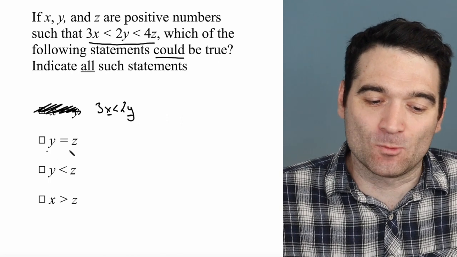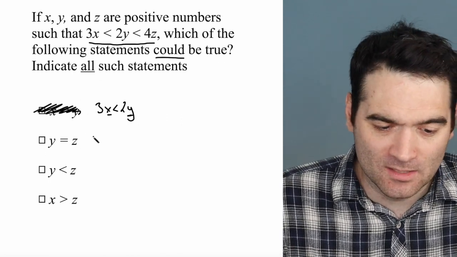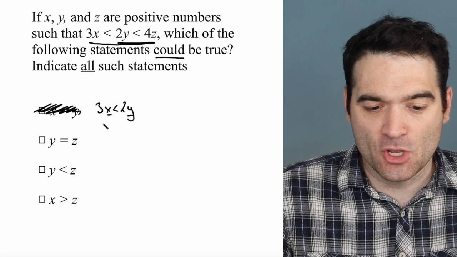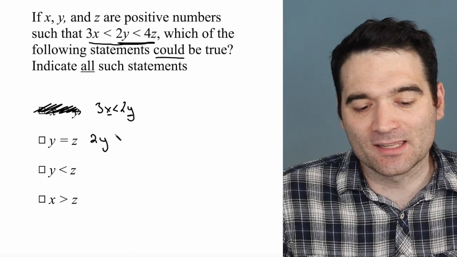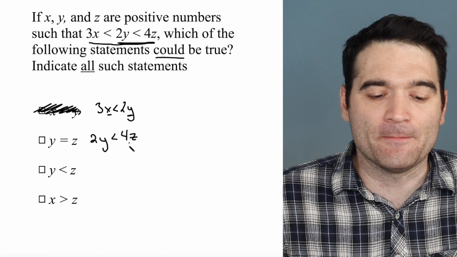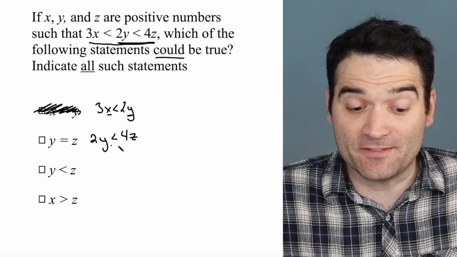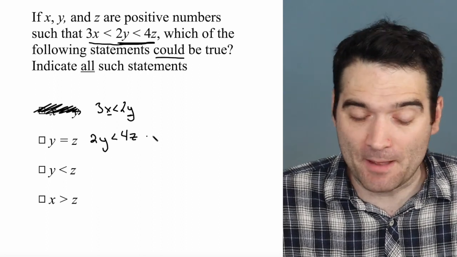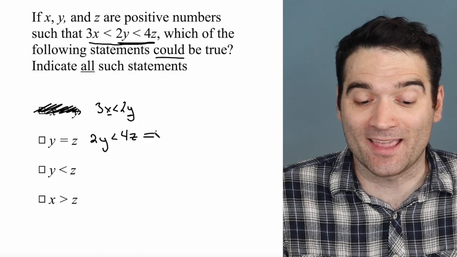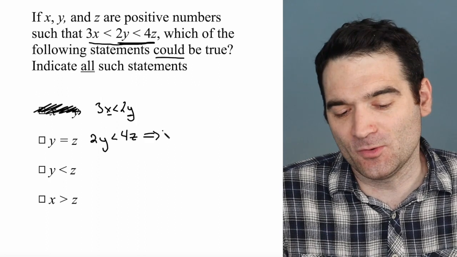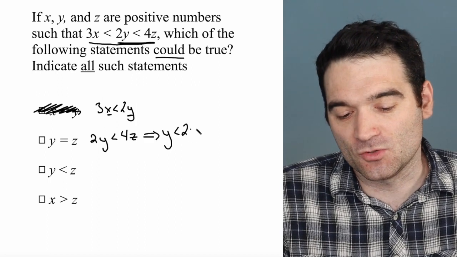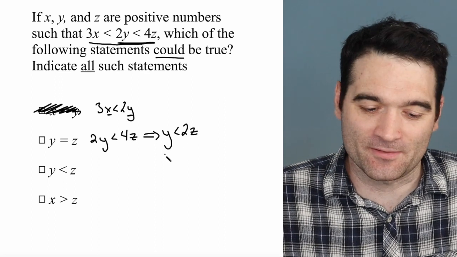Okay, how about y is equal to z? Well, let's look at these two terms here. 2y is less than 4z. And this is an inequality, so if I divide both sides by a positive number, I'm totally okay. Let me do that. Divide both sides by 2, and I get y is less than 2z, just to make my life a little bit easier.